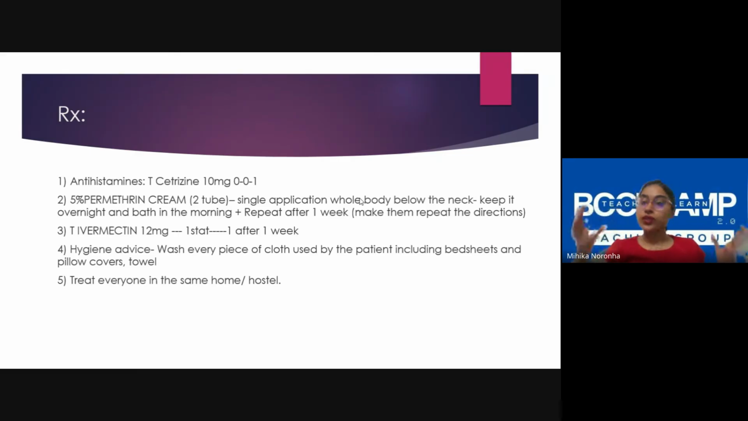Washing clothes is important. They'll do all this and then they'll sleep in those same clothes. The mite can live for 3 days. Anything they have used in the last 3 days needs to go for wash, including socks. This is something that my patients tend to forget. They forget to wash their socks. They keep wearing the same socks and then you'll have the lesions localized on that area.